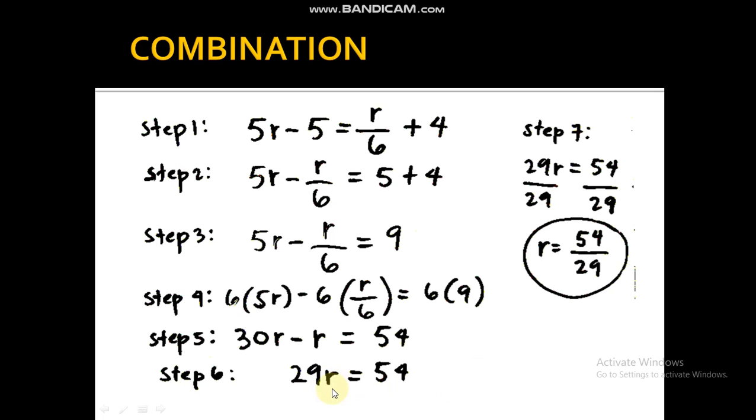Okay, notice that 29r is one monomial, and 54 is also one monomial. Then step 7, we divide both sides by 29 to have only r as the remaining term on the left hand side and 54 over 29 as the only number remaining on the right hand side. So this is the value of our unknown.